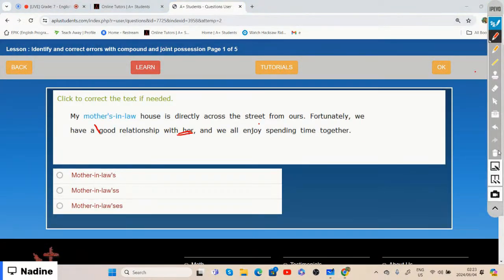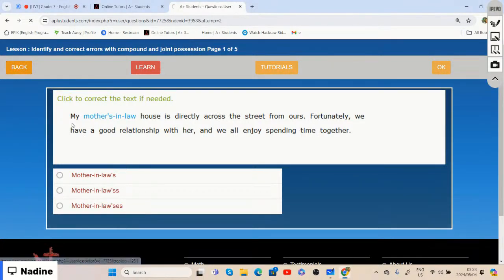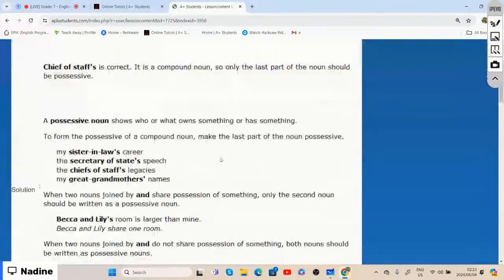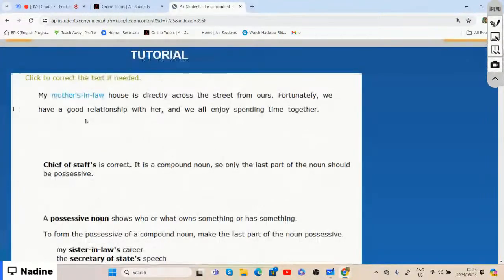Now we're saying: my mother's in-laws house is directly across the street from ours. Give me one second, I apologize for going into the test. All right. Now it says, my mother in law's house is directly across the street from ours. Fortunately, we have a good relationship with her and we all enjoy spending time together.